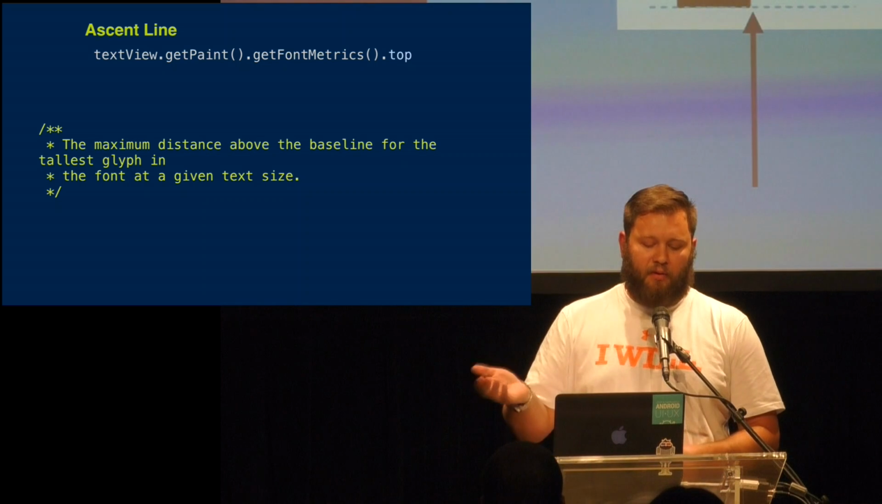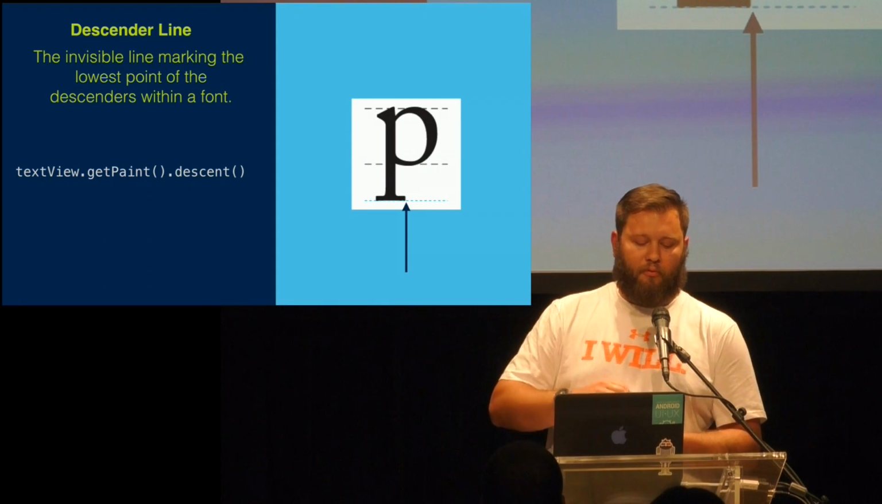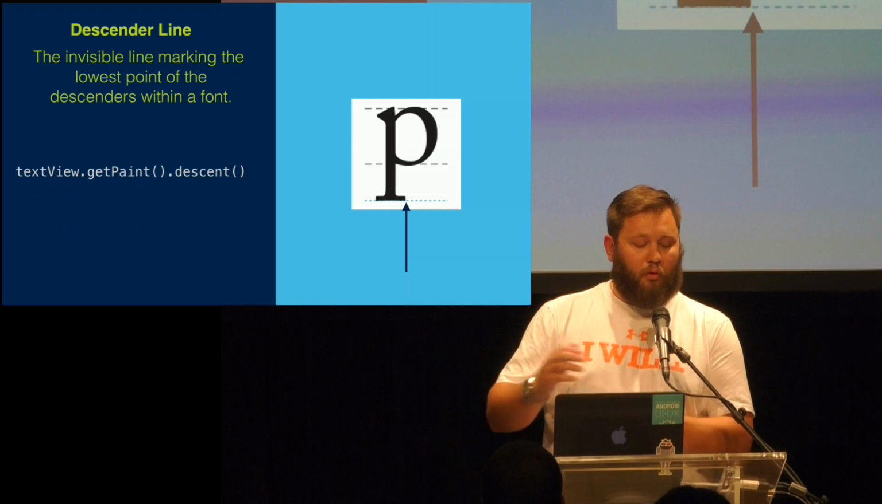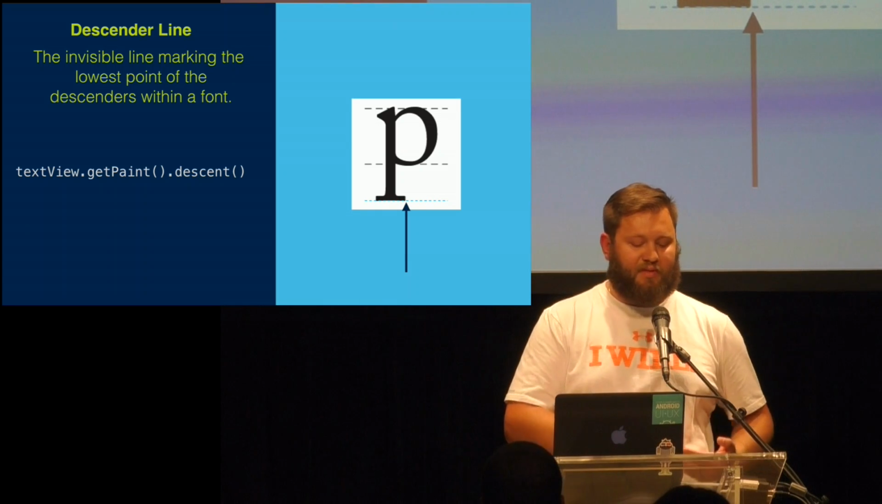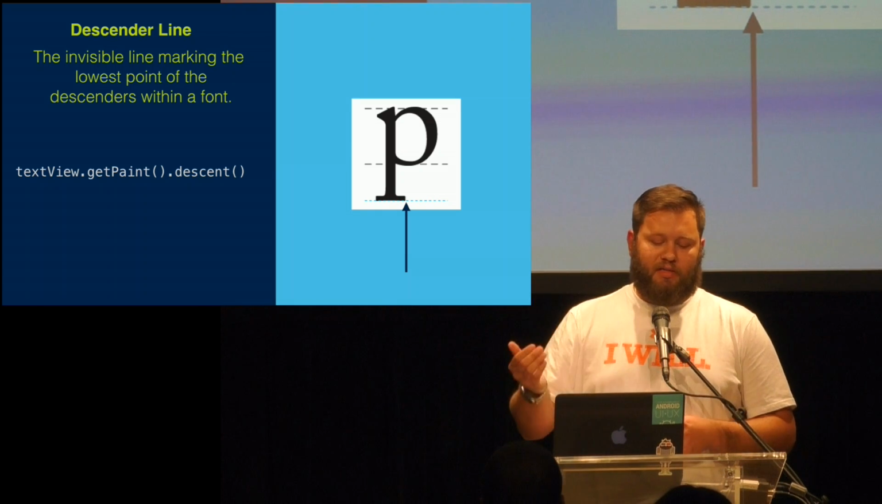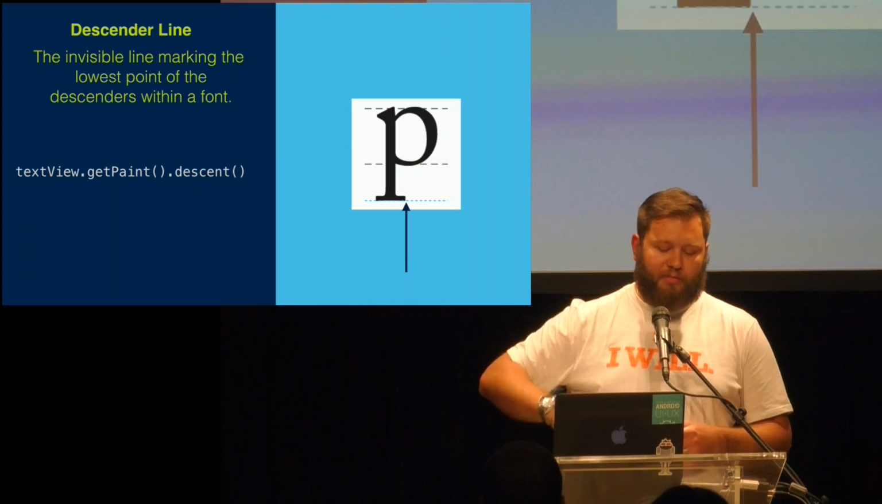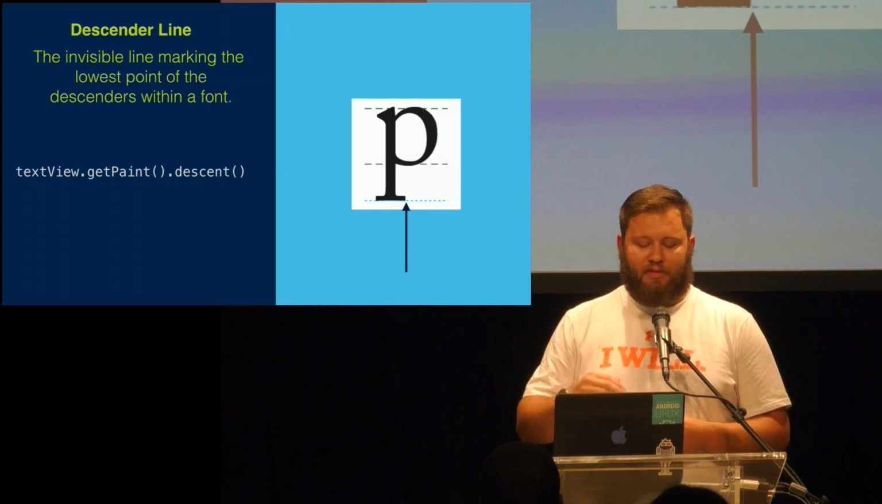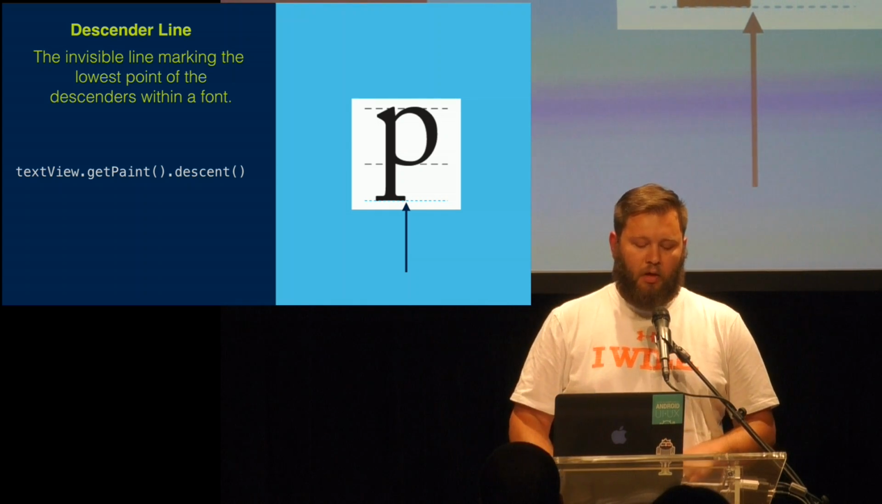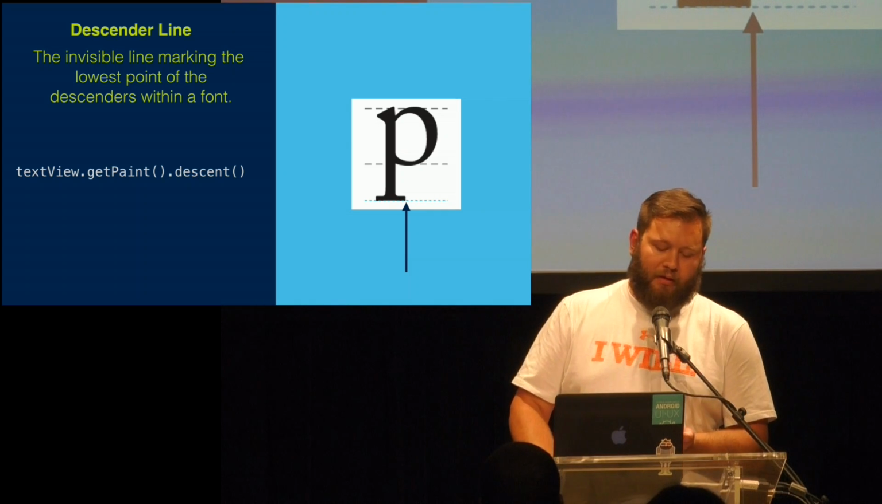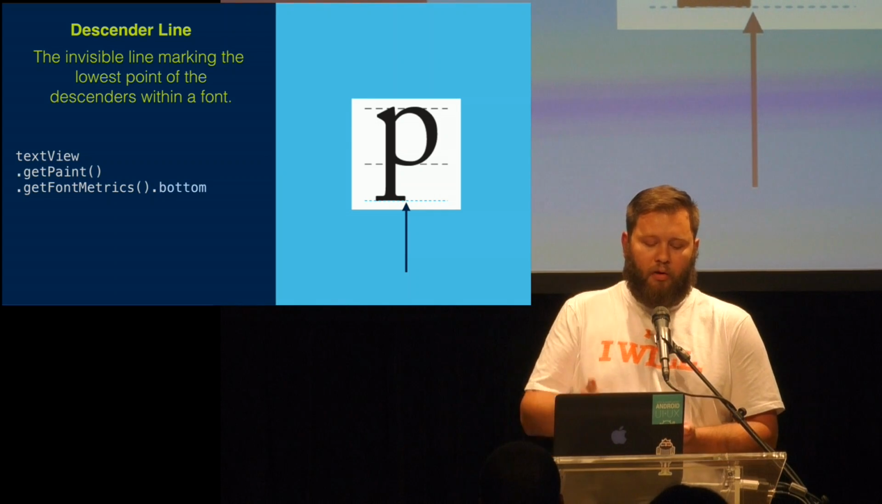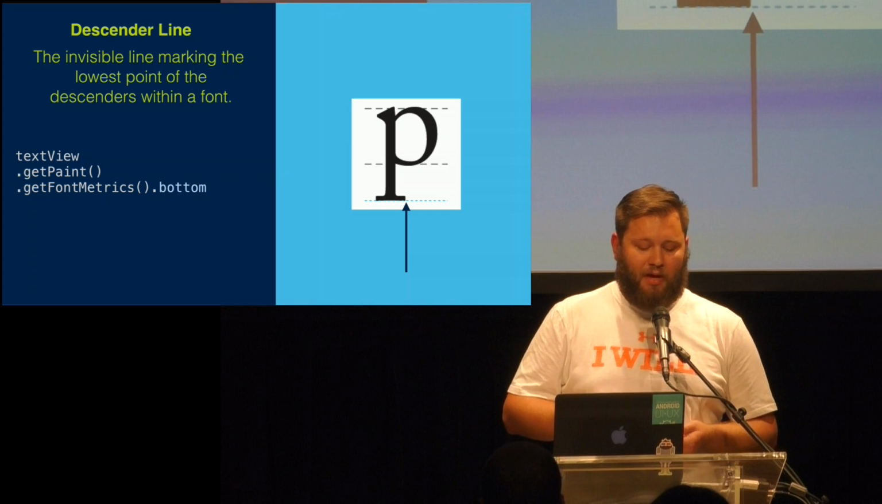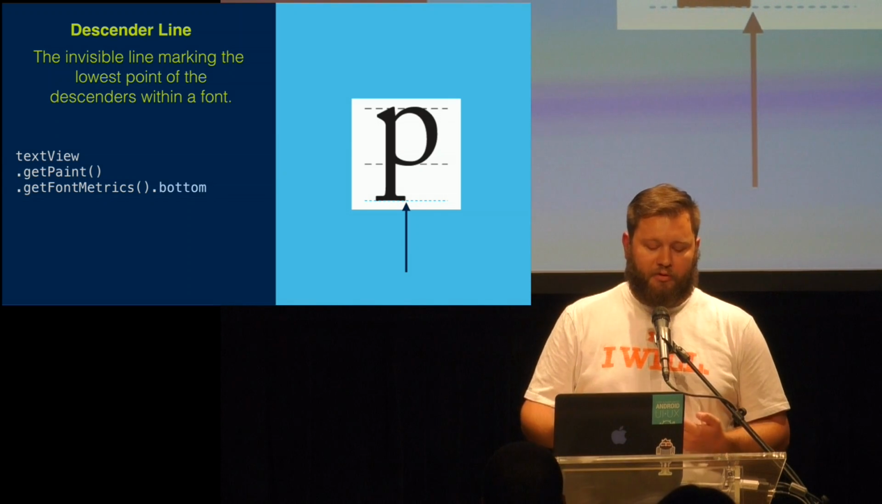And then, going the other direction, instead of the ascender line, we have the descender line. Similarly, it's the invisible line for the lowest point of a descender within a font. So basically everything under the lowest point of that baseline is considered a descender for text. And similarly, the descent has the same problem, where font metrics bottom actually gets us a much better reading of what the descenders are for that font.